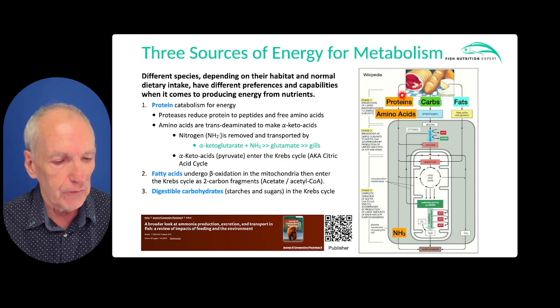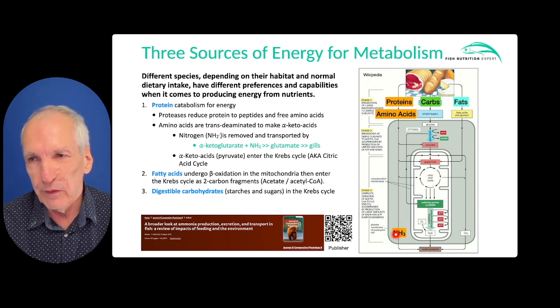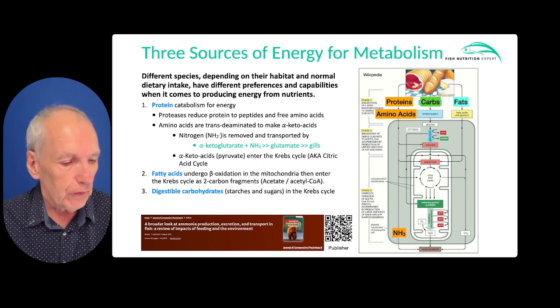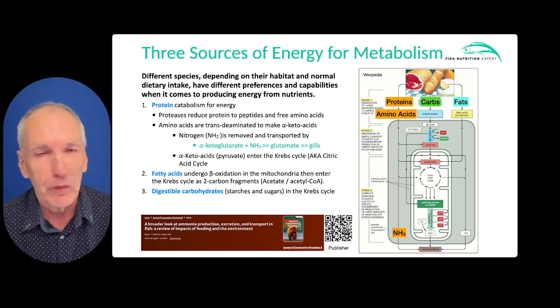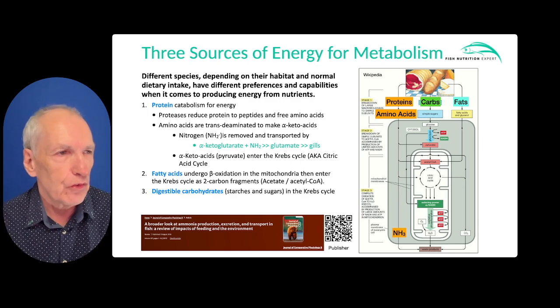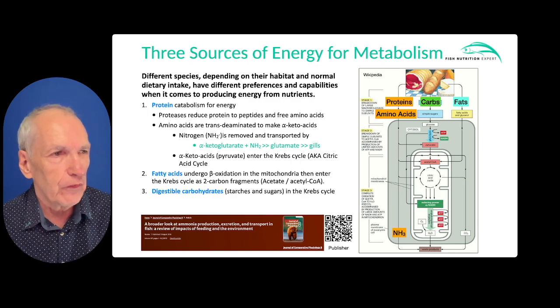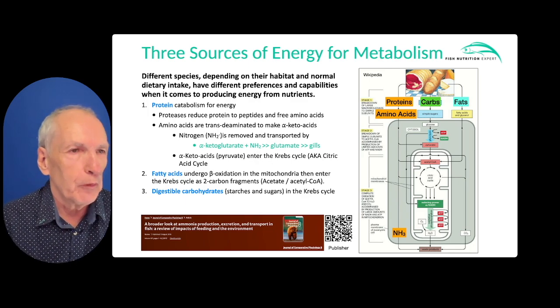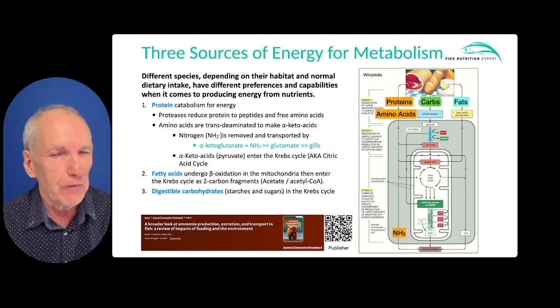shows us is that our food comes in, we have proteins, carbs, and fats. The proteins are converted into peptides and into individual amino acids, free amino acids, and then they are absorbed into the citric acid cycle, the Krebs cycle, and the ammonia is excreted as a byproduct. So we see here proteases reduce the protein to peptides and free amino acids. Amino acids are transdeaminated, and then the nitrogen is removed. When we're talking about alpha keto acids, we're really talking about pyruvate and maybe in some cases acetate.